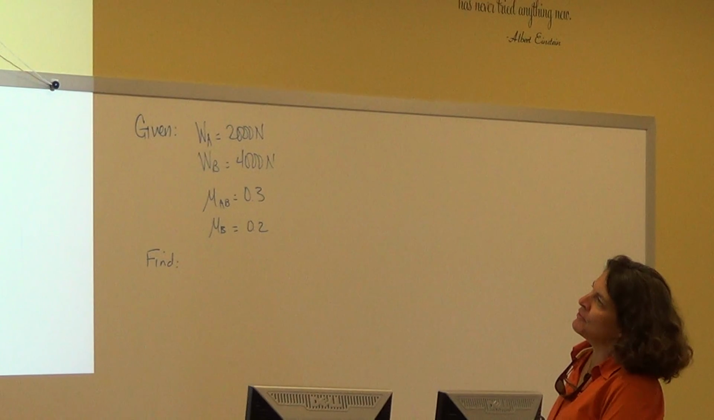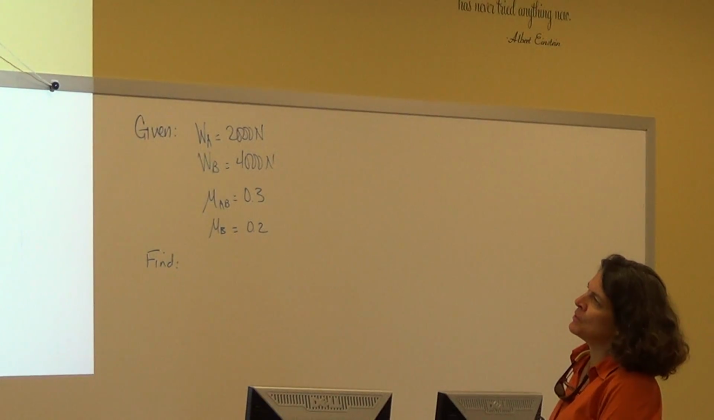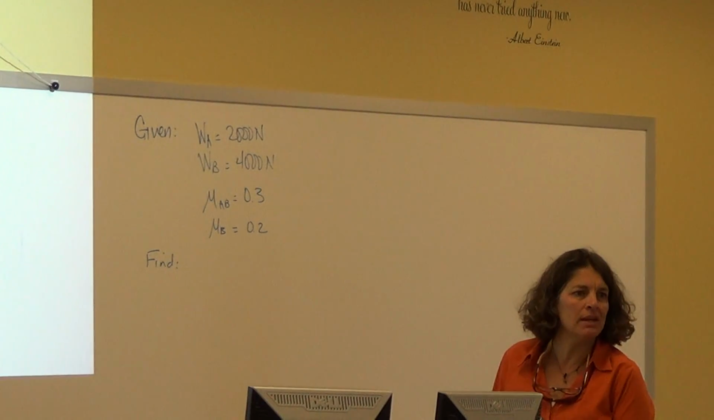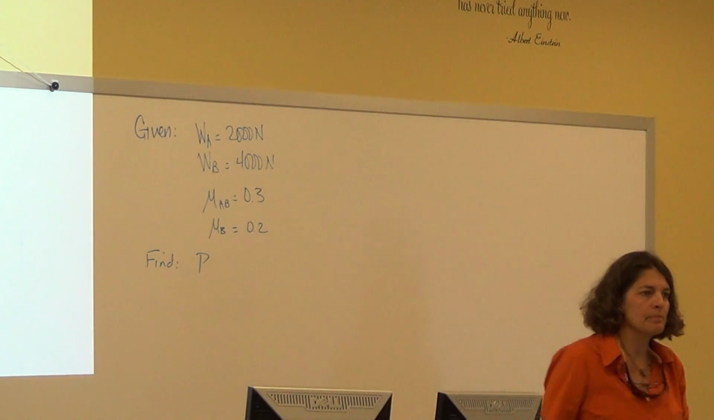So let's just read A. If the system would be in equilibrium, if P equals whatever, B, the maximum force P for which the system is in equilibrium. So what do you really need to find? P. Just find P.